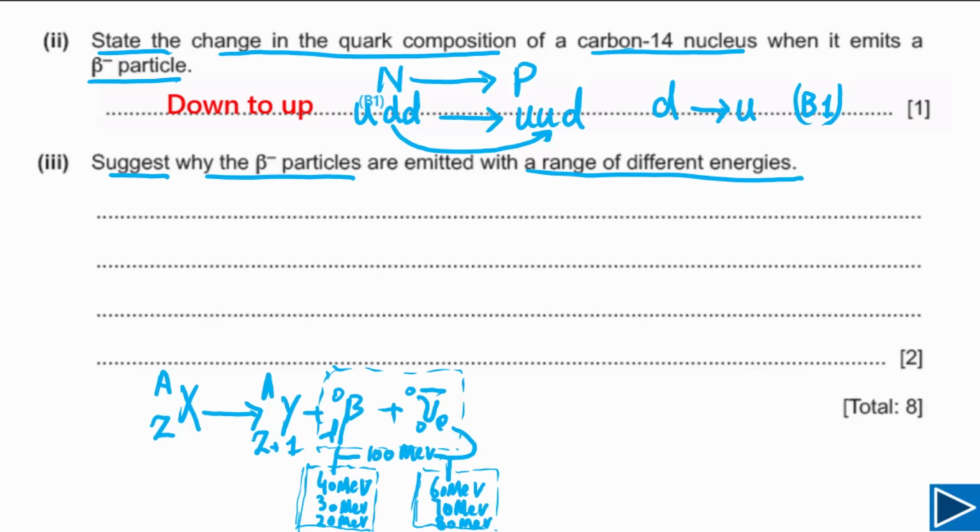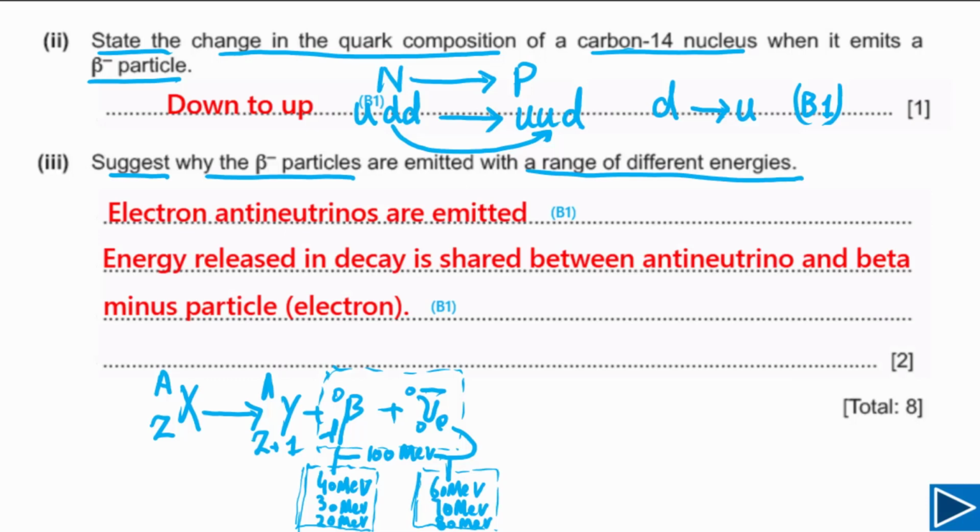Now let me explain how you can write down the answer for this question. In this answer, you can see I have mentioned that electrons and neutrinos are emitted. If you write down this 1 point, you will get 1 mark, and this is a B mark. It has to be in your answer. And the second mark you will get if you have mentioned that the energy released in decay is shared between the anti-neutrino and the beta minus particle, meaning energy is shared between these two particles. So that's the reason this beta minus particle or this electron anti-neutrino have a range of energies.